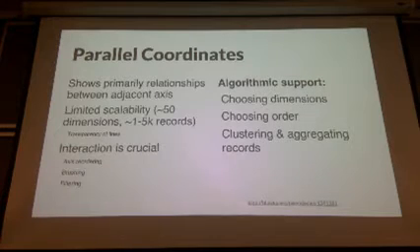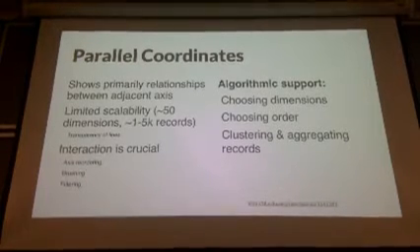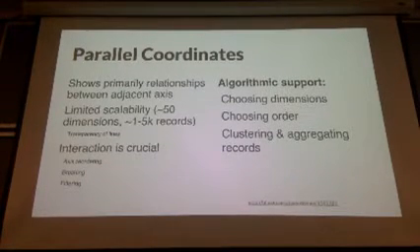So parallel coordinates show primarily relationships between adjacent axes. They have limited scalability, in terms of 50 dimensions, 1 to 5,000 records. You have to use transparency of the lines beyond the trivial amount of numbers. The interaction is crucial. We need axis reordering, brushing, and filtering. And in terms of algorithmic support, we can, again, choose which dimensions to show and choose the order, so optimize the order so that we see something interesting, and clustering and aggregation of records.